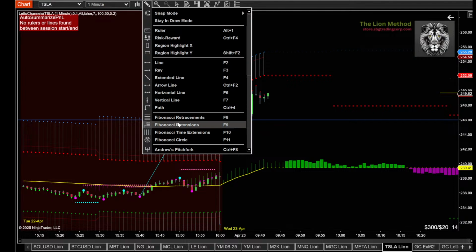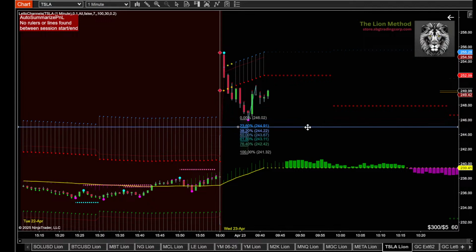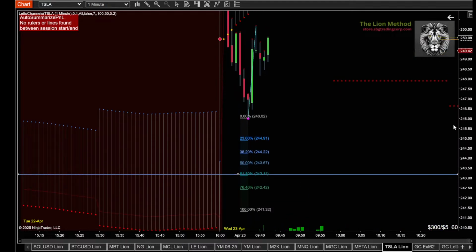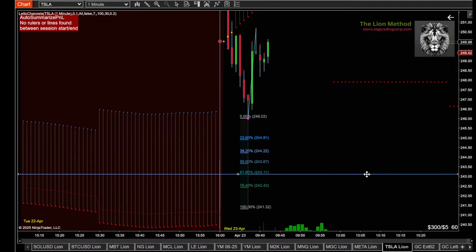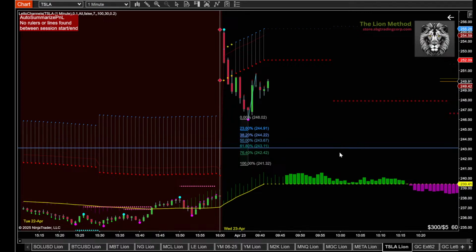Let me show you where extension 62 level would be, right around this level. 61.8 is right here. So that would be the distance we'd want to get in Tesla. So that's a $2.88 move if we go short. So that would be our target, down to that level.